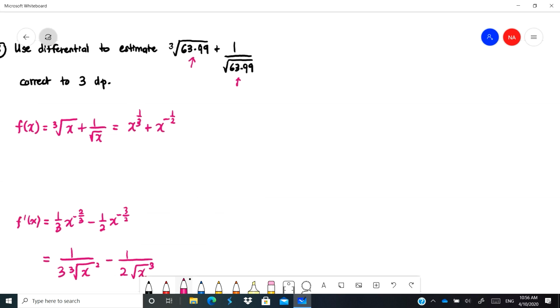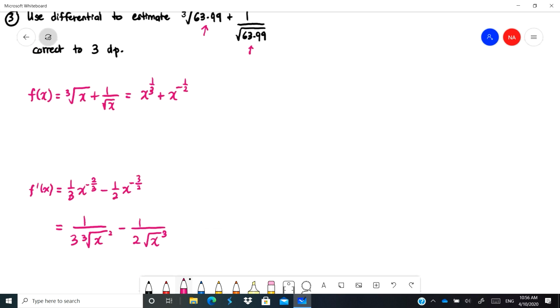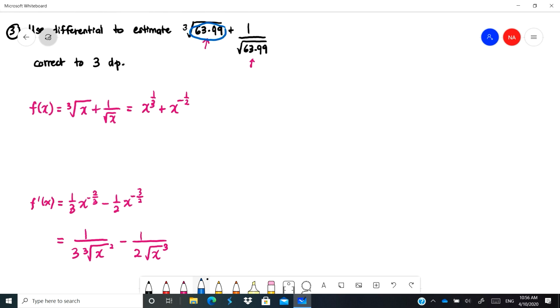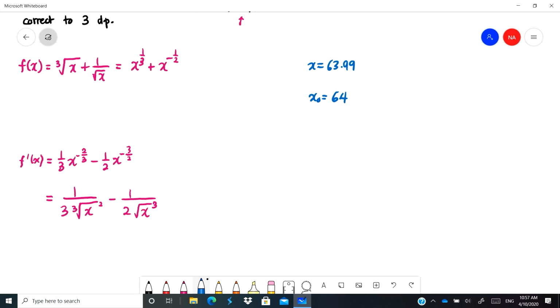Okay, so we'll have something like this. So we know that we have to decide what the value of x is. So in this case, x is actually given by 63.99, and we know that x naught is the nearest number to this one, which is of course 64. And we have to find the delta x. So in this case, delta x is given by, we write the formula first, x minus x naught. So we'll have 63.99 minus 64. So the answer will be negative 0.01.